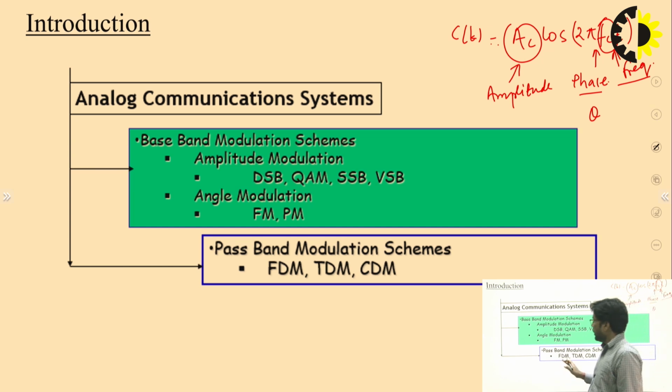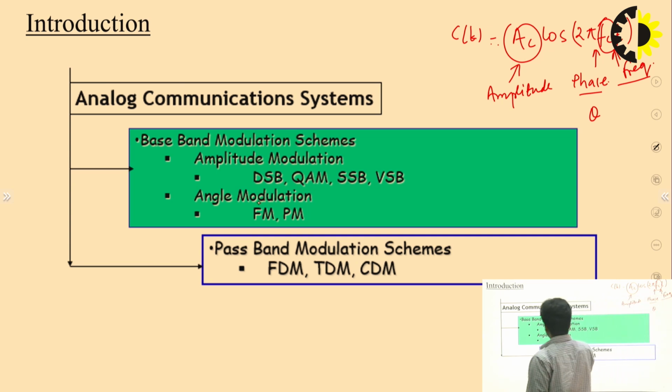If I talk about the passband modulation schemes, there are some kinds such as frequency modulation, frequency division multiplexing, time division multiplexing and code division multiplexing, that is FDM, TDM or CDM as well. Here we will focus on frequency modulation, which lies in angle modulation.